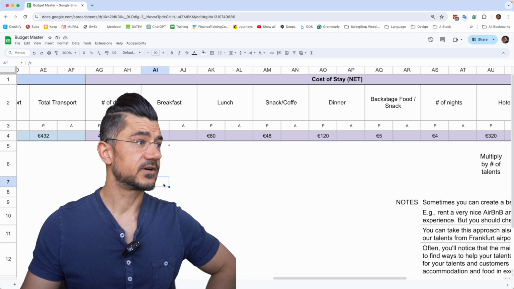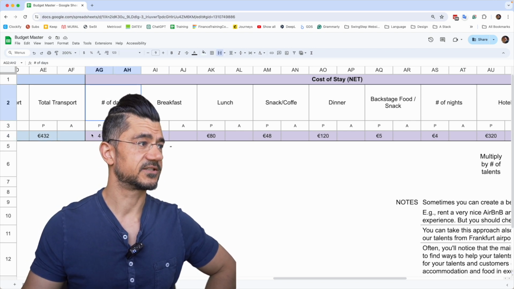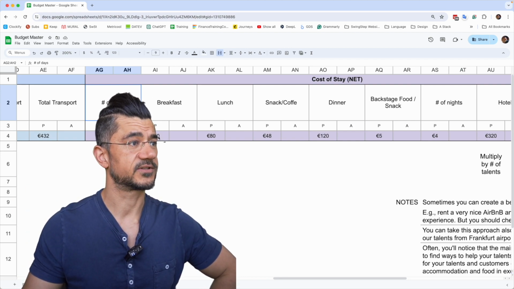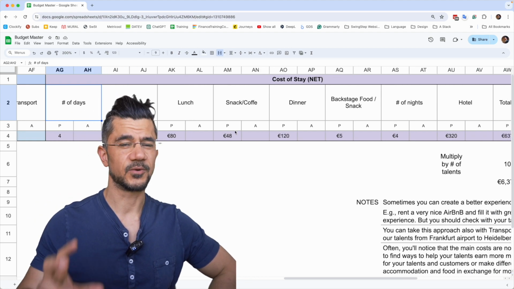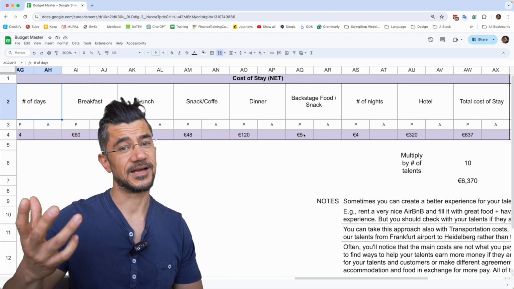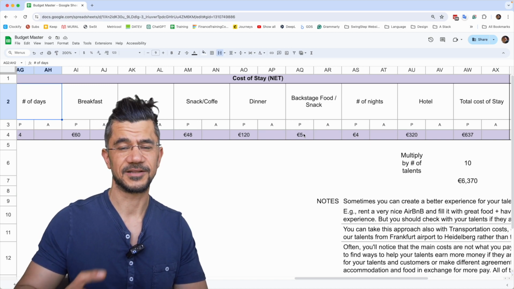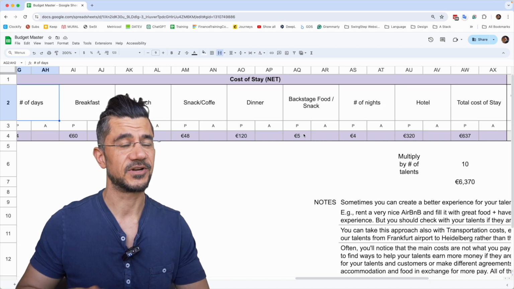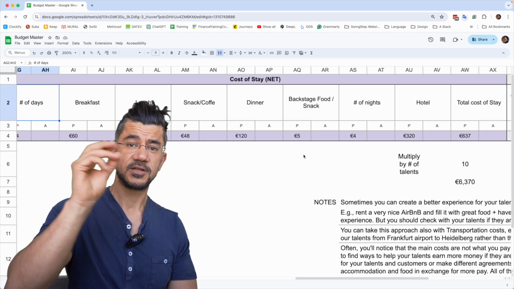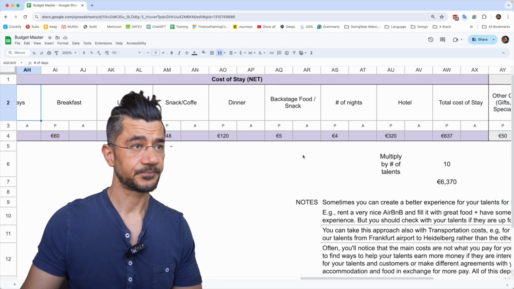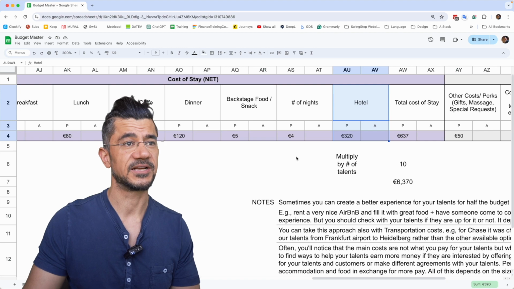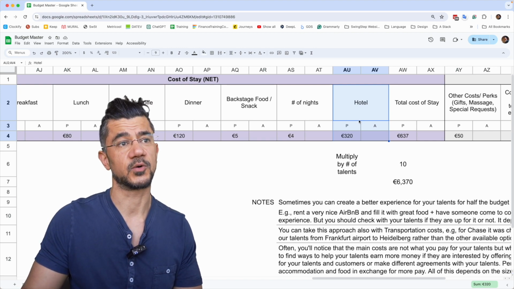Cost of stay. So here you have, for example, the number of days a person stays. As an example, we are taking from Chase Festival. That was a 4-day event. So how many breakfasts are included? How many lunches? How many times do you want to think about snacks in between lunch and dinner, for example? Then you have the dinner, but you also want to think about after dinner, like backstage food. That's really appreciated and needed if you want your talents to be involved at the event beyond the moments they are just working. And then, of course, the accommodation or hotel situation you have, and how many nights that is, and then you get the total cost there.